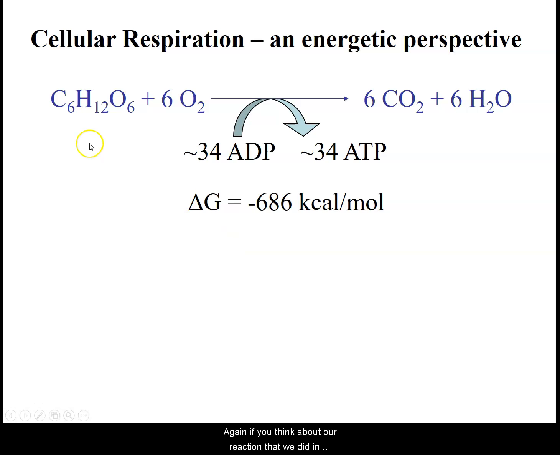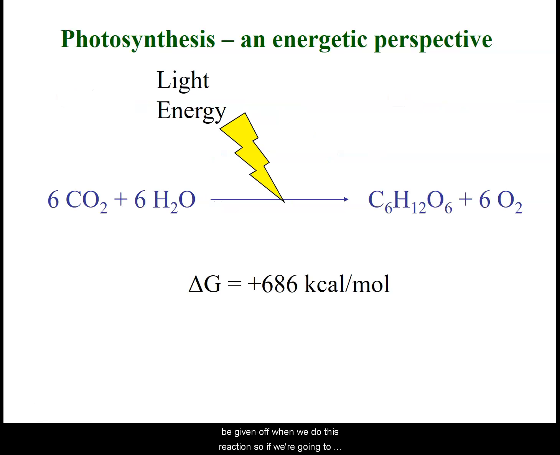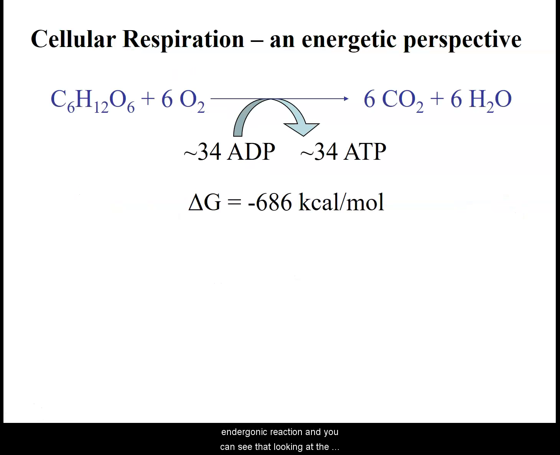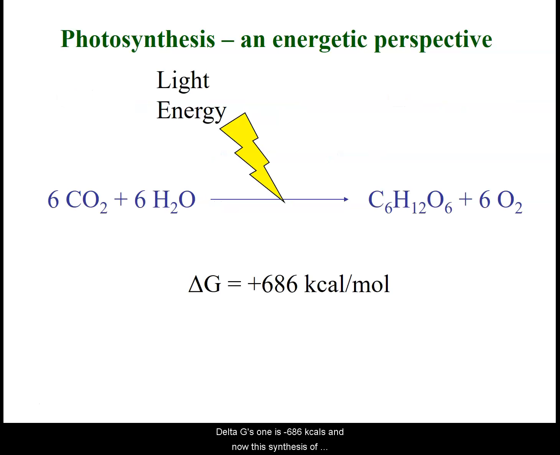So again, if you think about our reaction that we did in chapter 6, we said that the delta G for this reaction was negative, which means it's exergonic. Energy is going to be given off when we do this reaction. So if we're going to do the opposite of that reaction, which is chapter 7, taking CO2 and water and making glucose, we're going to have to put energy into the system. And so this is an endergonic reaction. And you can see that looking at the delta G's: one is a negative 686 kcals, and now the synthesis of glucose is going to be the opposite of that. It's going to take 686 kcals per mole.